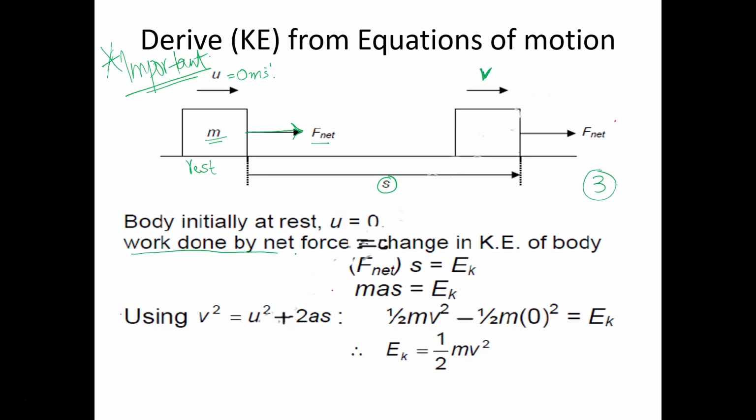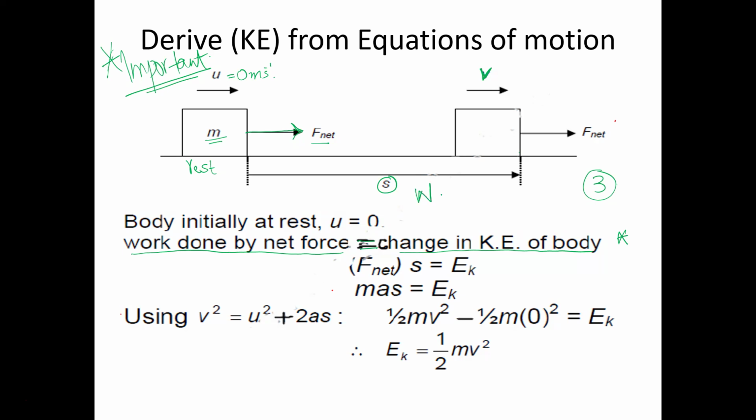वर्क डन किया जाता है और अगर वो मूव करती है, the work done by the force in this specific case will be equal to the change in kinetic energy of the body. This relation is very important. Work done on an object by a force F will be equal to the change in kinetic energy of the body. So we know the relation for finding the work done.